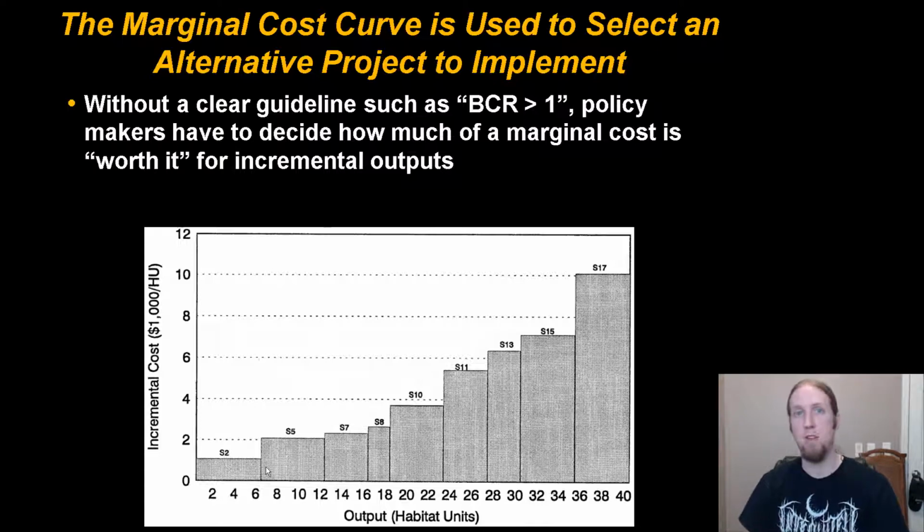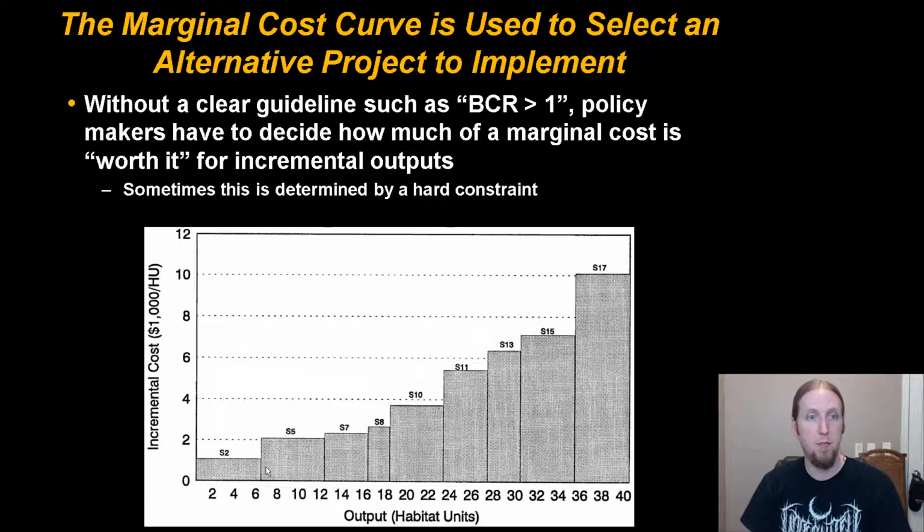Because we haven't converted the habitat units that we can produce to a monetary value, we can't compare it directly to the cost. All we can do is present this type of information to a policymaker, and they can decide how much of the marginal cost is worth it in order to achieve each additional increment.